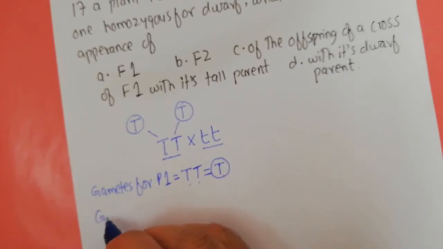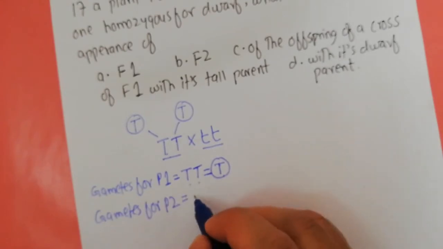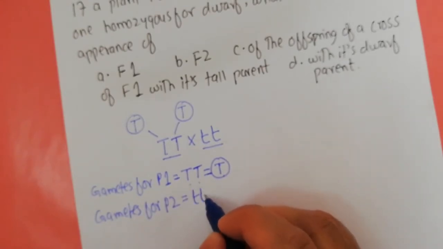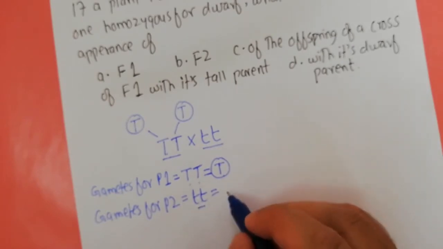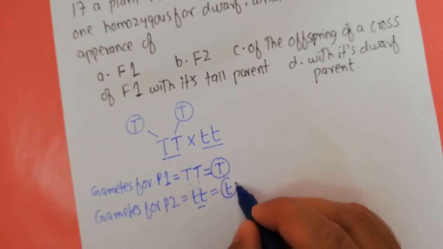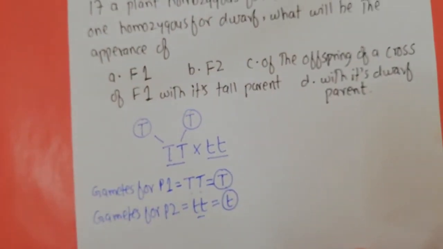If you talk about the gametes of parent number 2, the genotype is small t and small t. Just like the above parent, this particular parent can produce only a single kind of gamete, and that will be represented by the small t. So you have got the gametes for both of the parents.